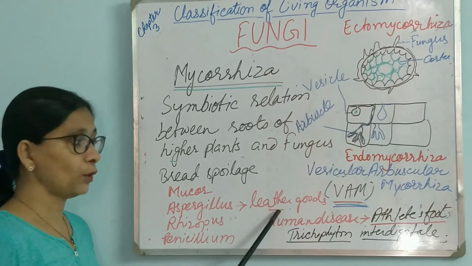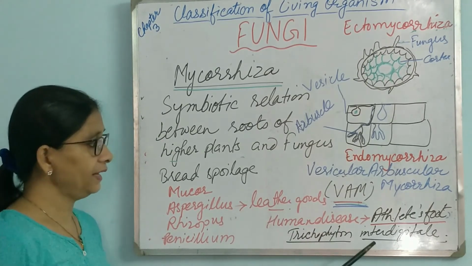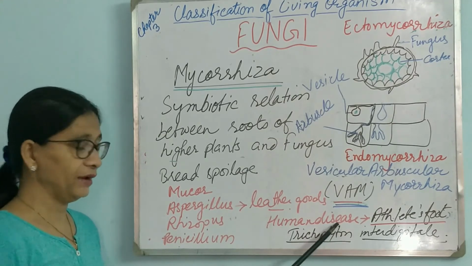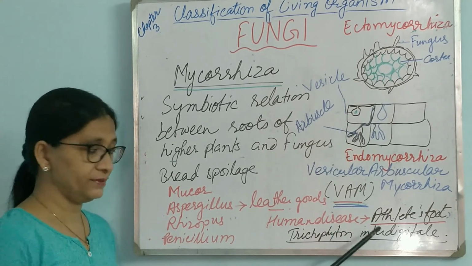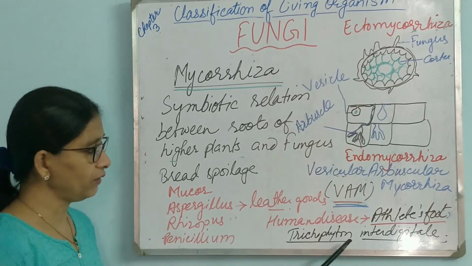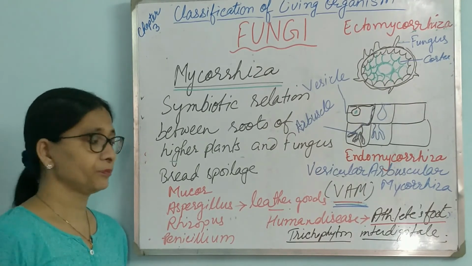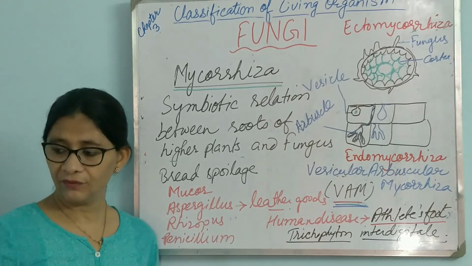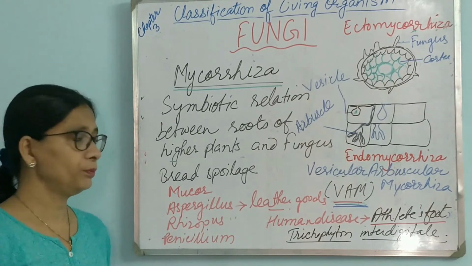Aspergillus also spoils leather goods. Then we have one fungus which affects humans and causes a disease known as athlete's foot, and it is caused by Trichophyton interdigitale. So these were some of the good and bad effects of fungus. Hope you have understood.